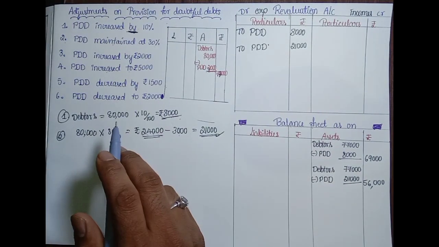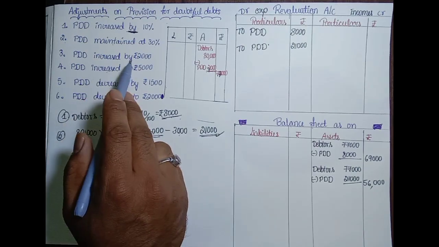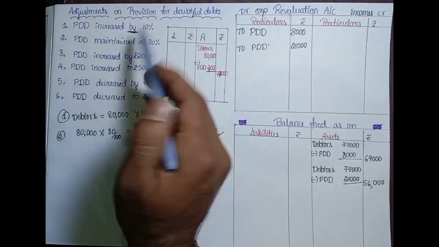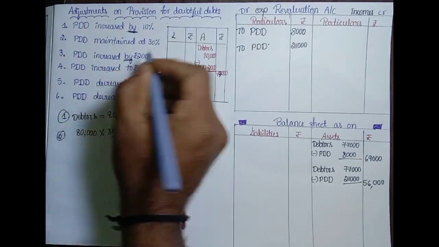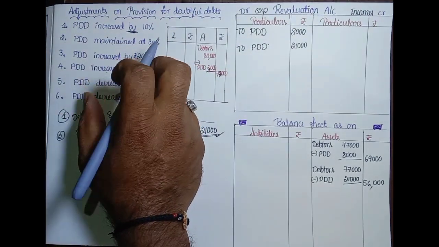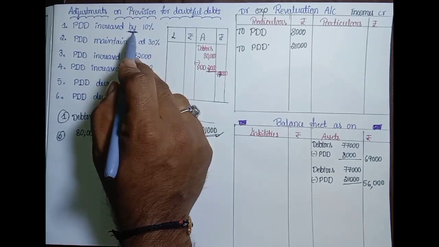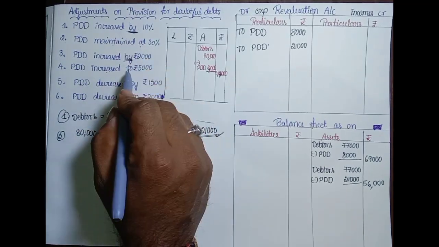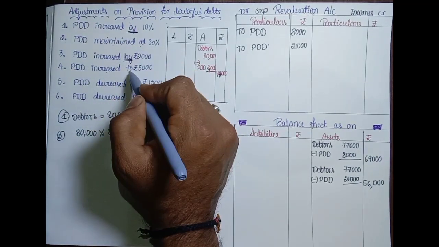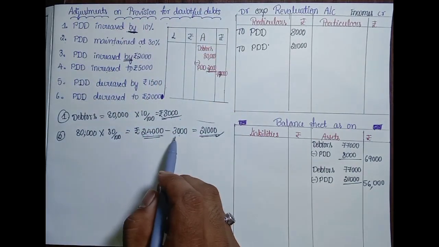And the next adjustment is provision for doubtful debts increased by 2,000. If you see here, same words. In this provision for doubtful debts adjustment, we need to look at these words, whether it is by, at or to. If they are giving at and to, we need to take the difference value.